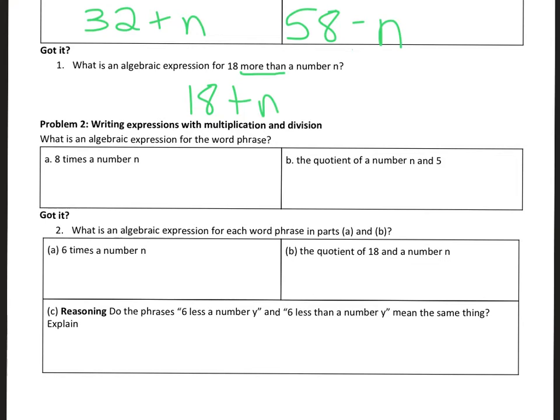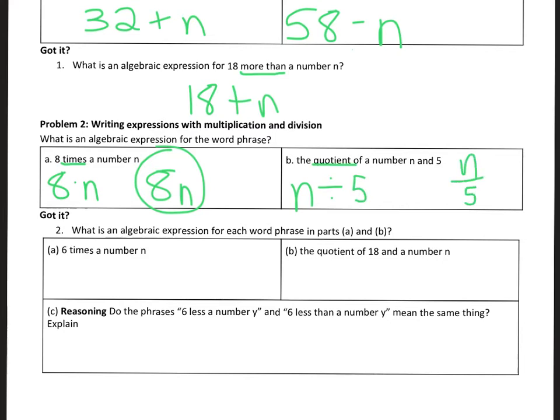And some of these are pretty straightforward. 8 times a number n. I can write this two ways. 8 times n or 8n. That's going to be the most common way we write 8 times n, 8n, a number times a variable. Just write them next to each other, okay? Next, quotient. Got to remember that's the result of division. That's another one I can write two ways. n divided by 5. The most common way I am going to write it in this class, usually with division, n over 5, kind of like a fraction, okay?